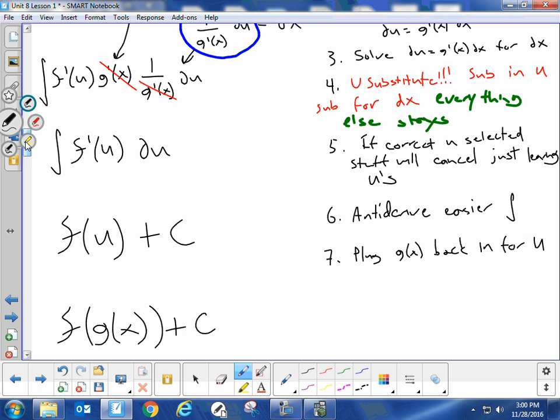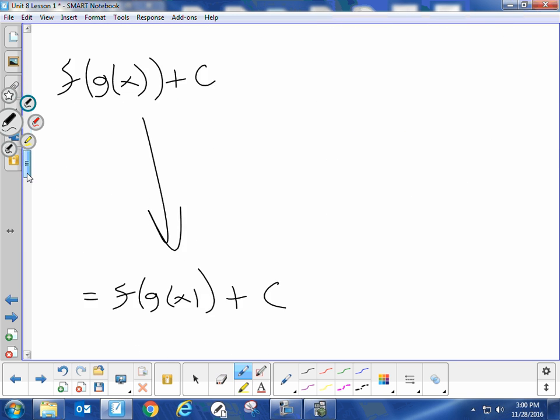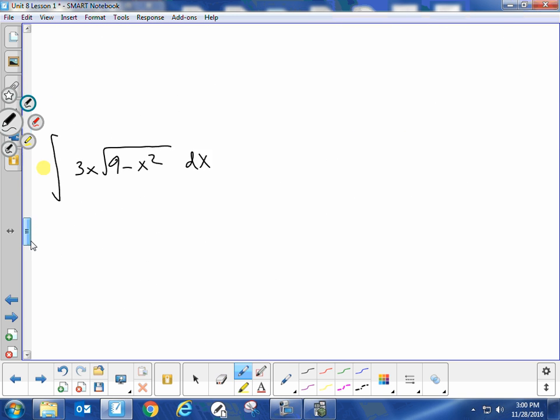Let me show you one that we were looking at, this one, where it's not obvious what we're going to do. And we will use this technique to find this antiderivative. Okay?